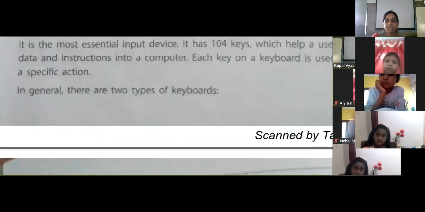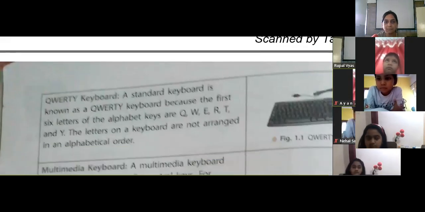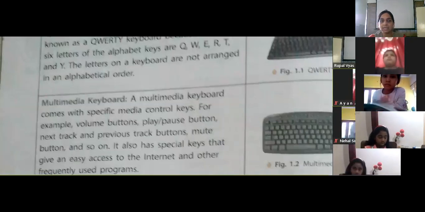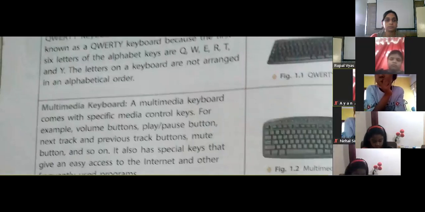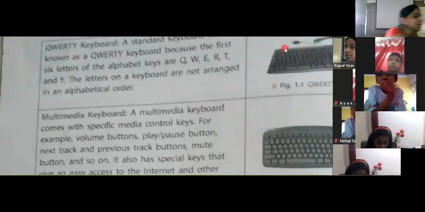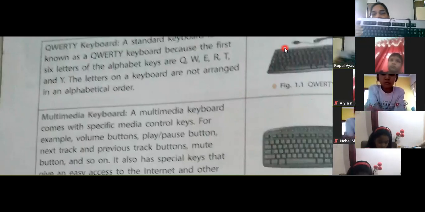104 keys are there. And there are two types of keyboards. The very first is the QWERTY keyboard, and the second one is the multimedia keyboard. You have seen this in your book also, it is given. First one is the QWERTY keyboard. It is this kind of keyboard. I think we have seen this kind of keyboard.